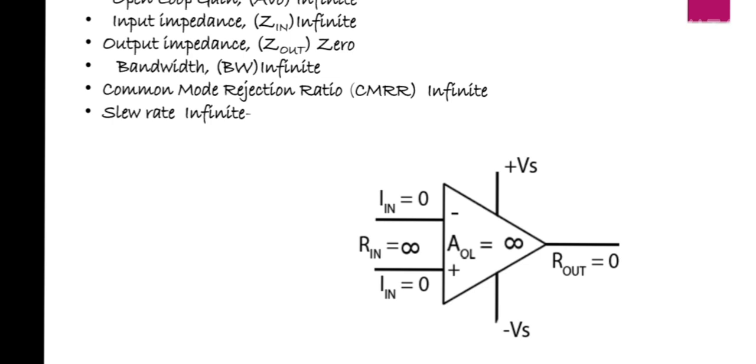Slew rate. The slew rate is the rate at which the output of an op-amp can change with respect to the input. It is measured as a change in voltage in given time. For an ideal op-amp, the time delay is 0. Hence, according to the equation, the slew rate for an ideal op-amp is infinite.